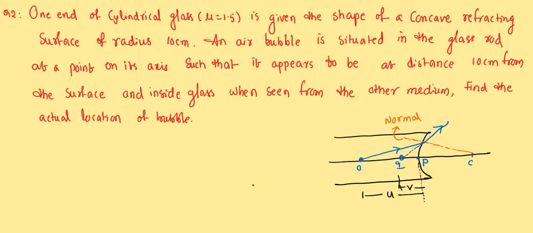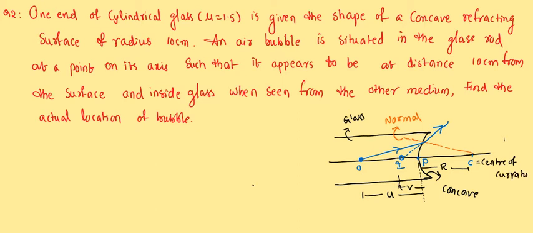Let us go for one more problem based on refraction through a spherical surface. One end of the cylindrical glass is in concave shape. This is the cylindrical glass, and this is the concave refracting surface. Its radius is 10 centimeters. If you form a sphere using this, then its radius is this one. The center of curvature is on the right side. C is the center of curvature. Right?